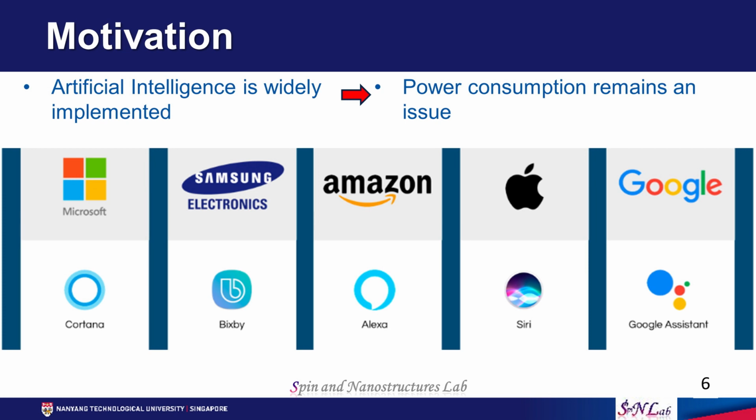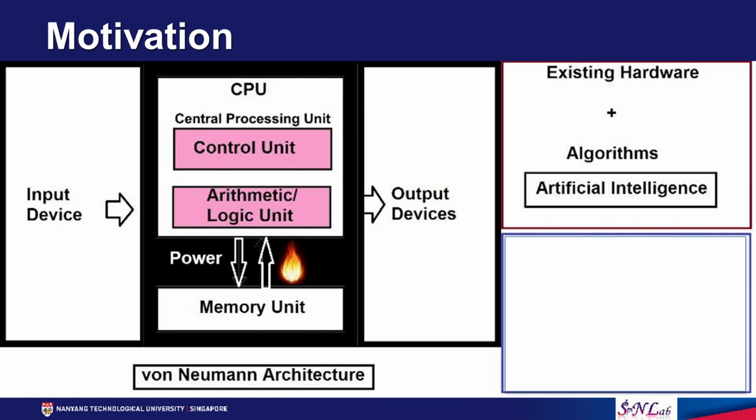So if your device uses artificial intelligence, it consumes a lot of power. This is one of the major problems, and it comes from the fact that computers are designed based on an architecture. Architecture is basically where you put your processor, where you put your memory, and so on. This architecture was created 70 years ago by a scientist called von Neumann. For the last 70 years, we have been following the von Neumann architecture.